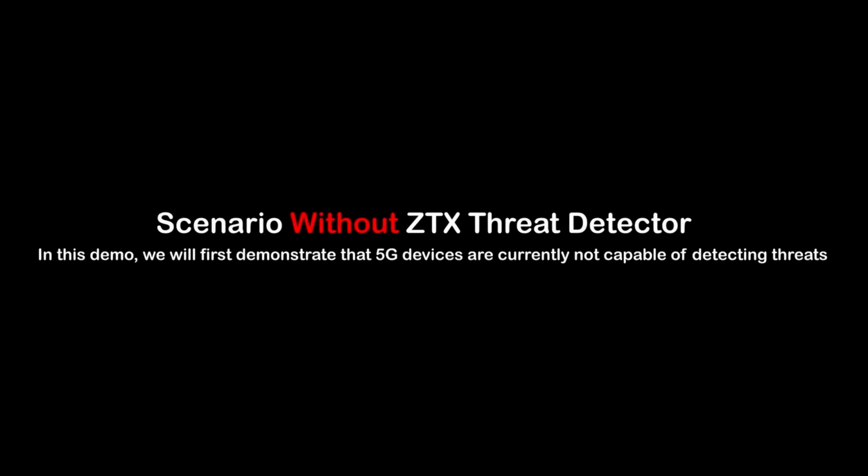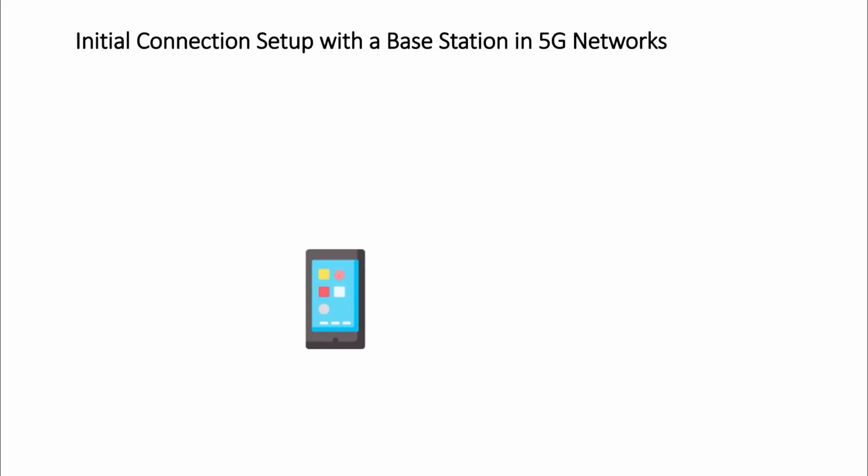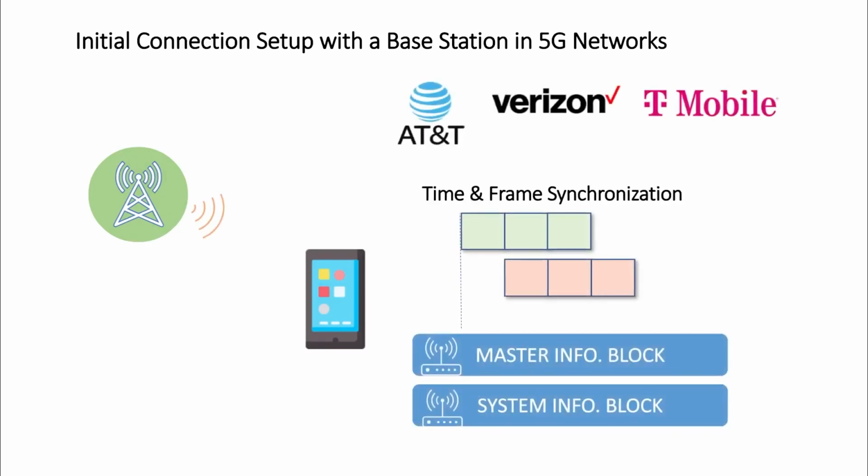In this demo, we will first demonstrate that 5G user devices, also known as user equipments or UEs, are currently not capable of detecting threats posed by fake base stations. In a commercial network, a base station broadcasts frame synchronization signals, master information block and system information block messages periodically to advertise its presence to users in its cell.